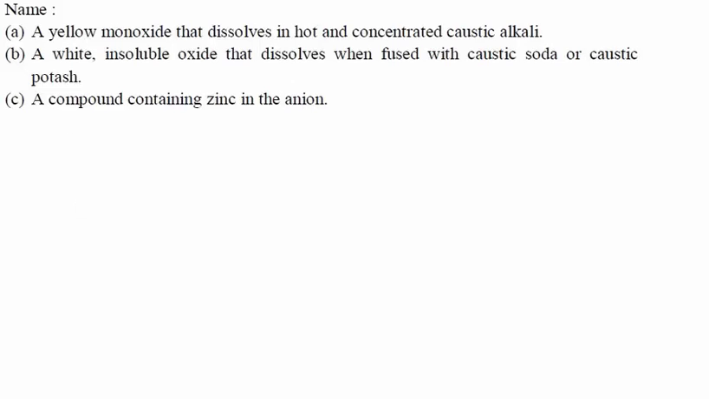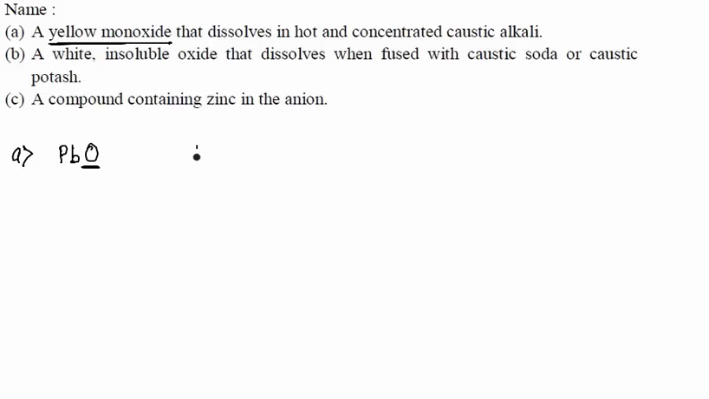Okay, so look at this particular question. Name a yellow monoxide. There is a hint here that it dissolves in hot and concentrated caustic alkali. So the answer of the A part is PbO. PbO is your yellow monoxide, with only one oxygen, and it dissolves in hot and concentrated caustic alkali.